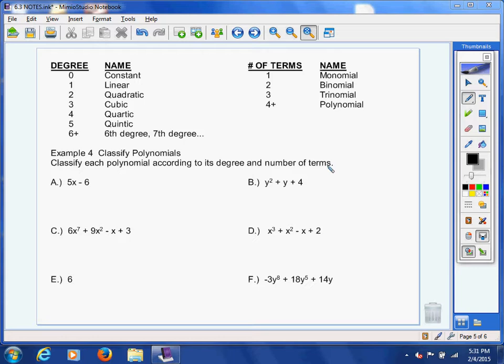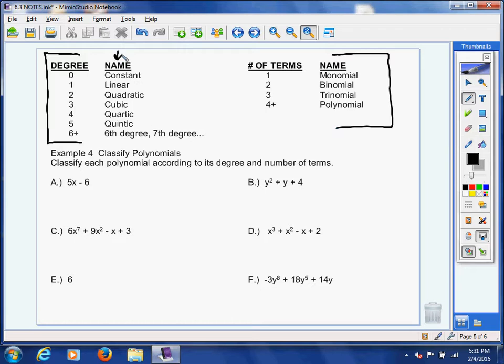Okay, you have a chart up here. This chart is very, very handy. You're going to be classifying using 2 terms to classify your polynomials. The first term is based on the degree of the polynomial, and you will be able to give a name for that based on just the degree of the polynomial. Remember, we found the degree of polynomials in example 2. So if you don't remember how to find that degree, go back to that video or go back to your notes and review that real quick.